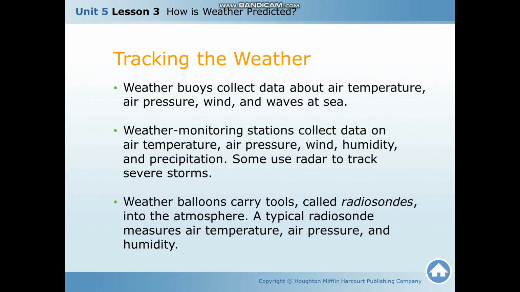Next is weather balloons. Weather balloons, from the words weather and balloons. So of course, it uses a balloon in order to gather or to collect data about the weather. So what does this balloon do? It carries tools called radiosondes. Radiosondes are instruments that collect information and then transmit this information to the ground using radio transmission. A typical radiosonde measures air temperature, air pressure, and humidity.